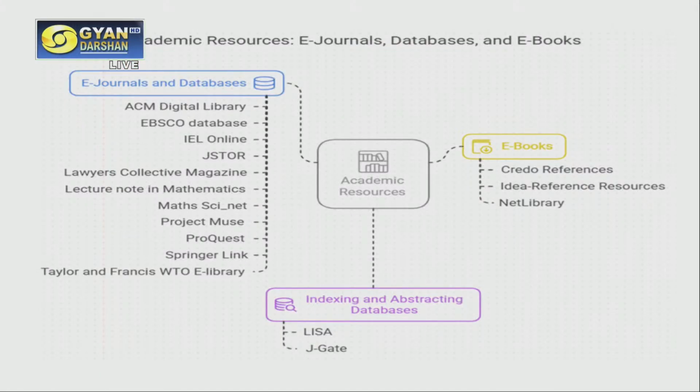So we have e-journals and databases. We have ACM Digital Library, EBSCO, JSTOR, and a number of e-journals are available. And for indexing, likewise, we have J-Gate, LISA, Web of Science, SCI, and we also have e-book platforms, and we can explore all those things. These are all academic resources which can be explored by any student, teacher, researcher, or any person who has an academic interest, by using the web environment, that is Web 2.0.